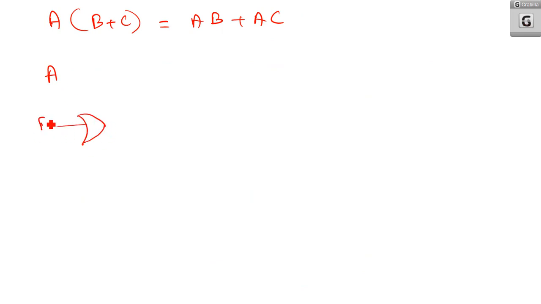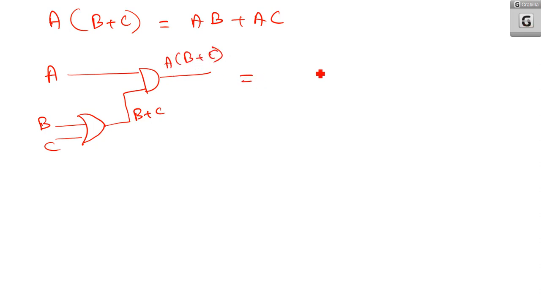So we have B, C. It is ORed here, so this is B or C. This is A and (B or C). That is the same as A and B. This is A and B.